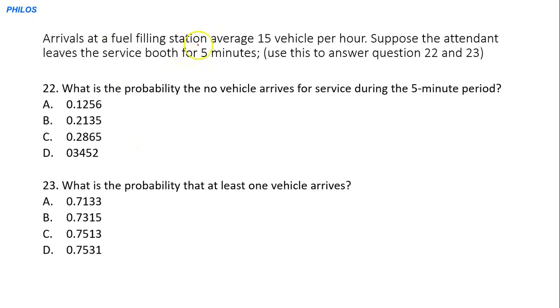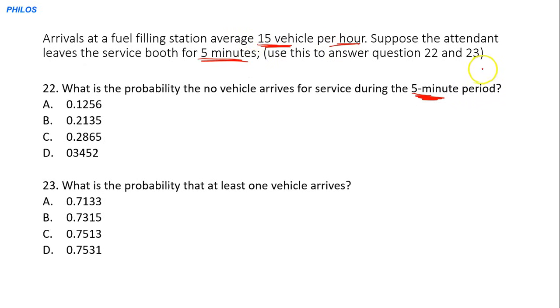Arrivals at a fuel filling station average 15 vehicles per hour. Suppose the attendant leaves the service booth for 5 minutes. Use this to answer questions 22 and 23. Question 22 says, what is the probability that no vehicle arrives for service during the 5-minute period? Now, the question is based on a 5-minute period, but the mean of 15 vehicles is for 1 hour. It's not for 5 minutes.